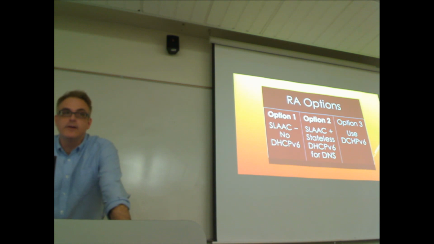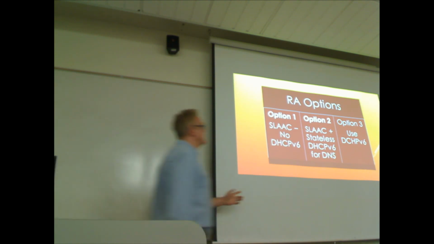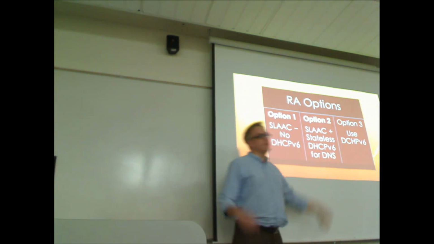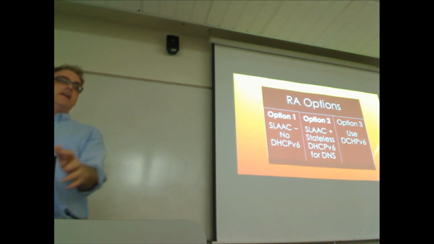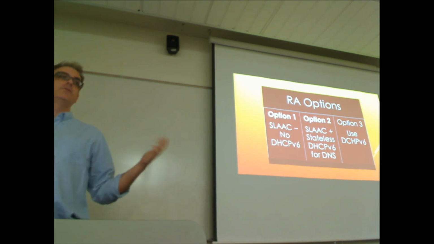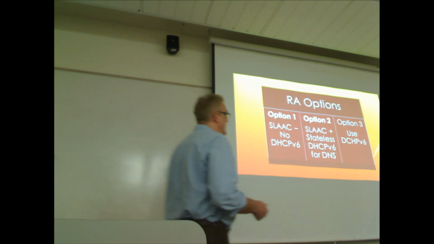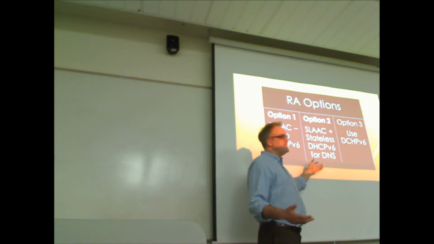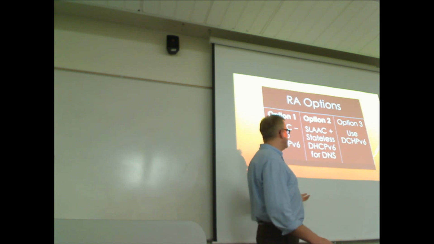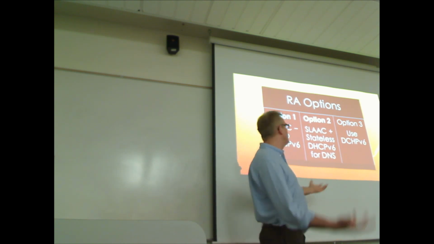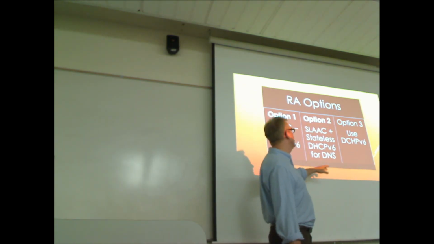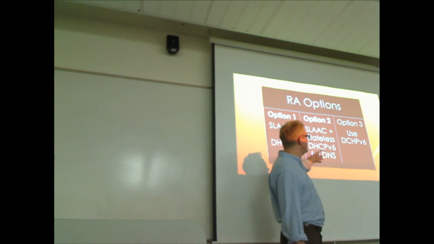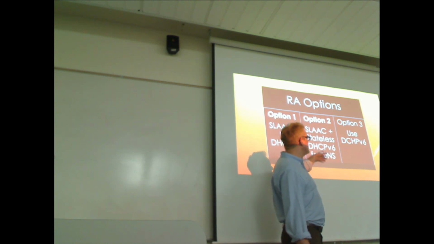Option 2 is SLAAC plus a DHCP version 6 server somewhere on the network, just in case the other device needs to know DNS information or other information, right? There may be a web proxy server out there that those devices need to know about. It may need to know its domain. It may need to know an IP address for a primary or secondary DNS server. So that's why you may need to include a DHCP version 6 server.